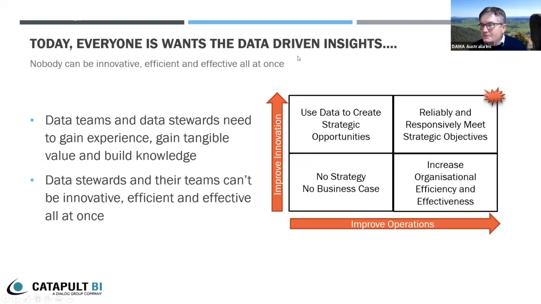So the last bit, almost last bit to talk about strategy is that most people, when they talk about strategy, want to go to the top right corner. They're talking about getting insights out of data and things like that. What we're not recognizing is that if you have no business data strategy and no business case, you have to improve operational effectiveness first. You can't leap straight into being all powerful with the data and doing analytics and stuff like that.